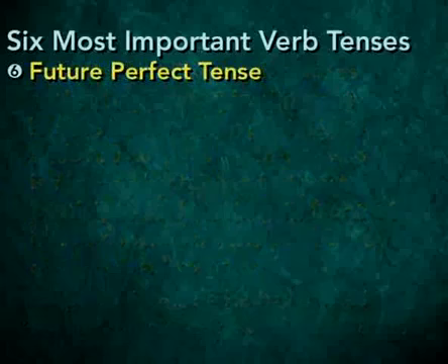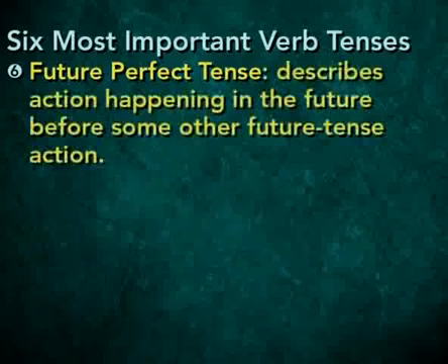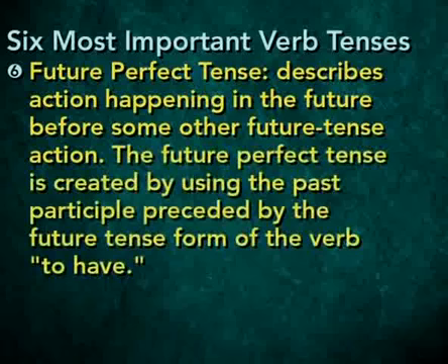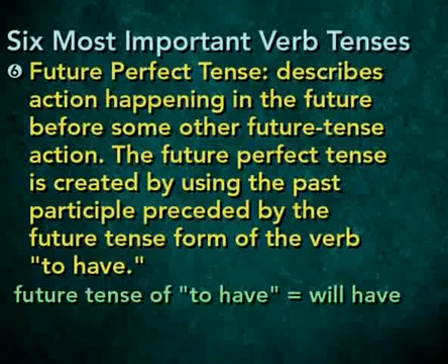Now, the sixth and final basic tense in English is the future perfect tense. This is used to describe action happening in the future before some other action, which is usually described using the future tense. The future perfect tense is created by using the past participle preceded by the future tense form of the verb to have. Now, the future tense of the verb to have is formed with the words will have.